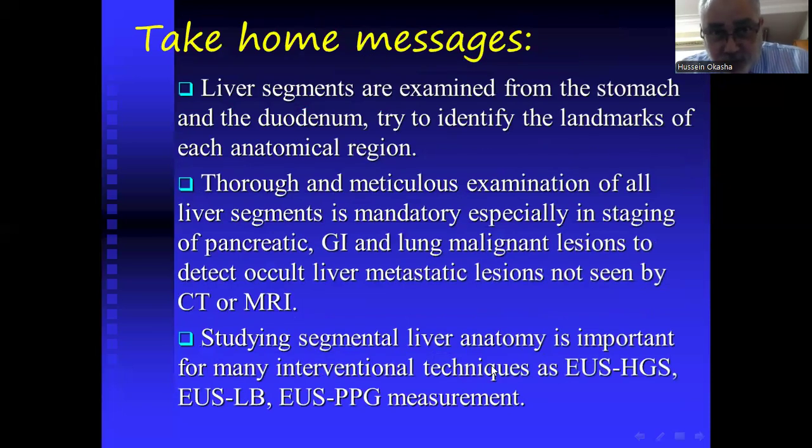So my take-home messages are: liver segments are examined from the stomach and the duodenum, and in each location, try to identify the landmark of each anatomical region. Thorough and meticulous examination of all liver segments is mandatory, especially in staging of pancreatic, GI, and lung malignant lesions, to detect occult liver metastasis not seen by CT or MRI.